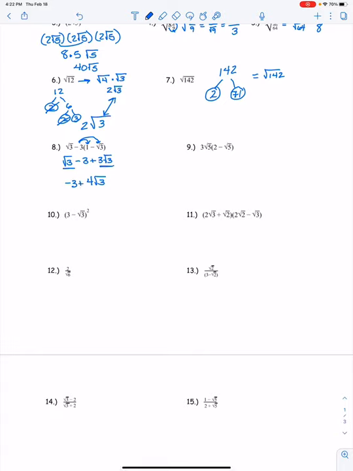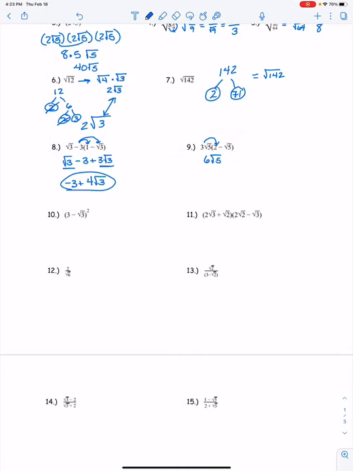And there is my answer. Okay? Number 9. Again, we're going to do the distributive property. But this time our radicand has a coefficient with it. So 3 the square root of 5 times 2 gives me 6 the square root of 5.